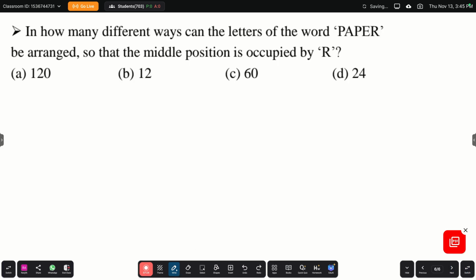In how many different ways can the letters of the word PAPER be arranged so that the middle position is occupied by R? If the middle position is occupied by R, the rest of the letters are 4 letters. 4 letters are arranged by 4 factorial. Is there any common letter in the remaining letters? In the sense, we are having 2 P's. 4 factorial divided by 2 factorial will be equal to 24 divided by 2, and the answer is 12.